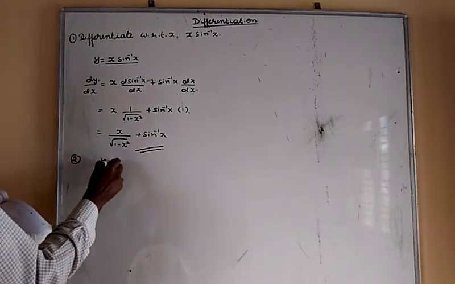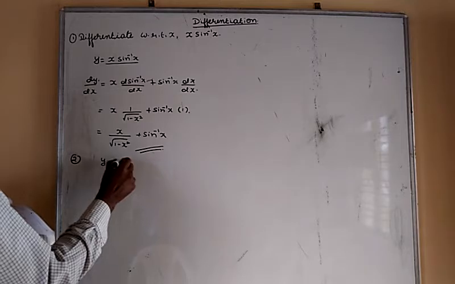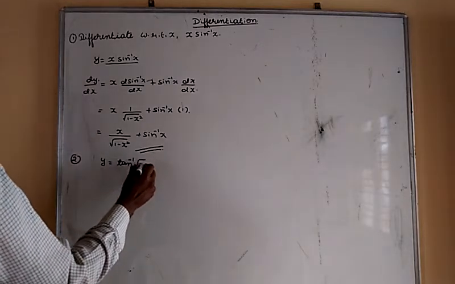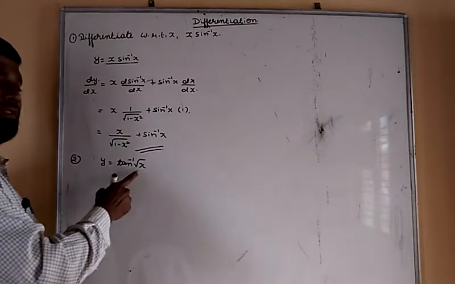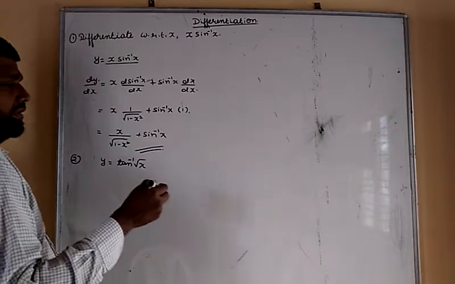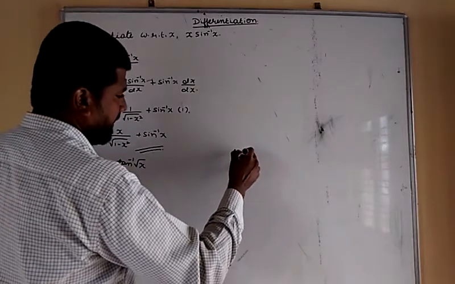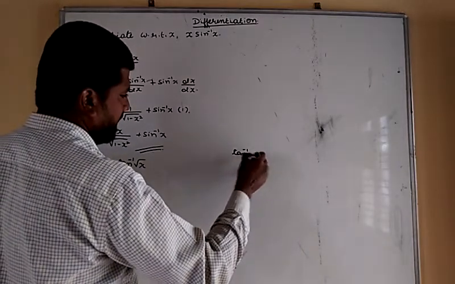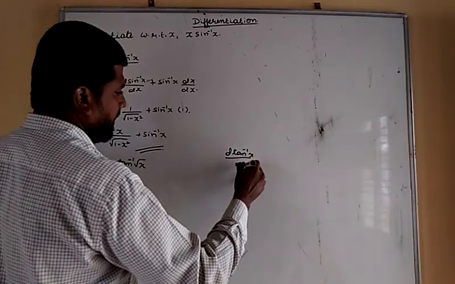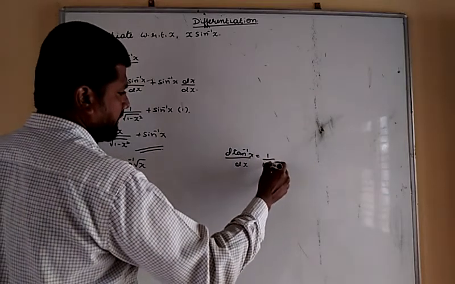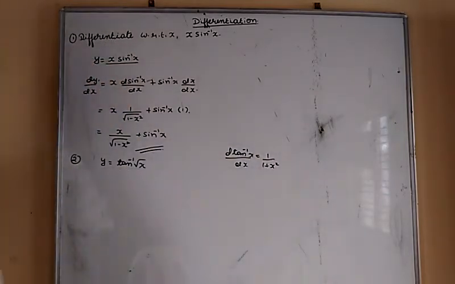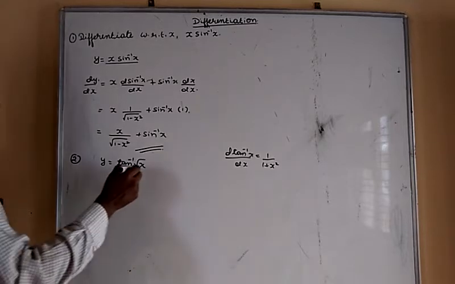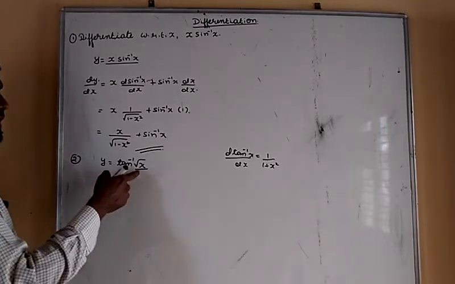So y is equal to tan inverse root x. Okay. Tan inverse root x. In the place of x, what is here? Here root x is there. Okay. So I have told the formula for the tan inverse x. The differentiation of tan inverse x is written 1 by 1 plus x square is the formula. Okay, in the place of x here, root x is there. We have to apply a chain rule.